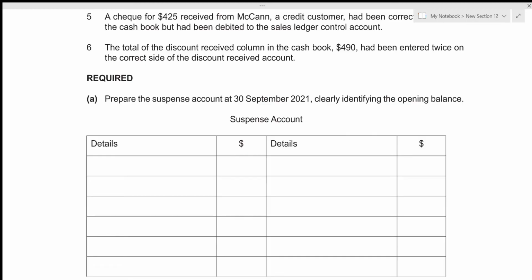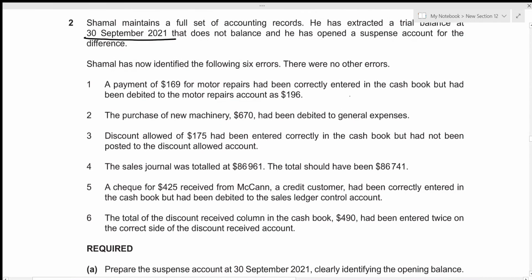So we do not know whether the opening balance will fall on the debit side or the credit side. So we need to figure that out by balancing all of these errors first. So let's have a look at the first error. A payment of 169 for motor repairs had been correctly entered in the cash book, but had been debited to the motor repairs account as 196.